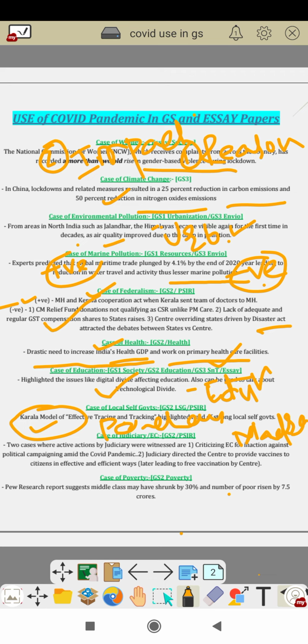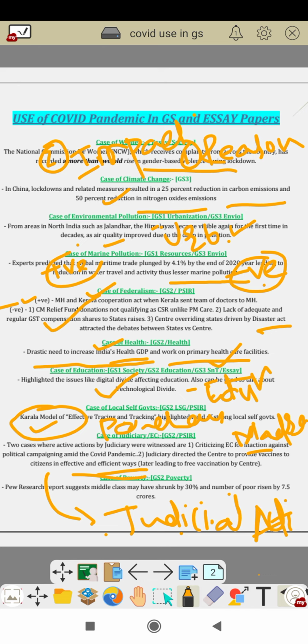For inaction against the political campaigning, and second was the judiciary's direction to the Center for an effective and efficient vaccine policy. So this can be used as an example of judicial activism, how judicial activism can help the citizens. Next comes the issue of poverty.